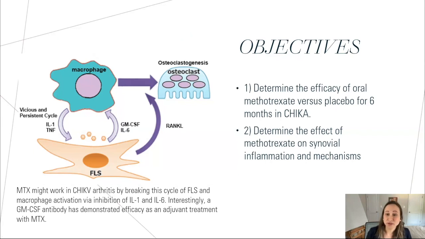The objectives of the trial are to determine the efficacy of oral methotrexate versus placebo for 6 months in chikungunya arthritis, and to determine the effect of methotrexate on synovial inflammation and mechanisms. Here you can see a figure of what we think is going on in the joint of a patient with chikungunya arthritis. Chikungunya is known to infect synovial sites and macrophages, and to increase IL-1, TNF, GM-CSF, and IL-6. Therefore, it appears that there may be a vicious cycle of inflammation, and we hope that the methotrexate will work by breaking this cycle via inhibition of IL-1 and IL-6.